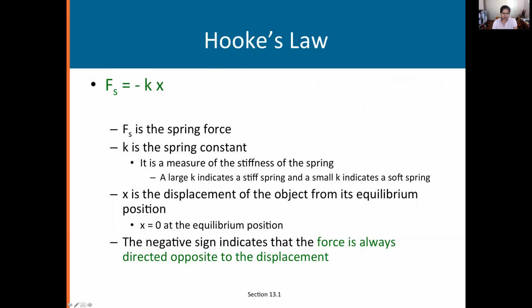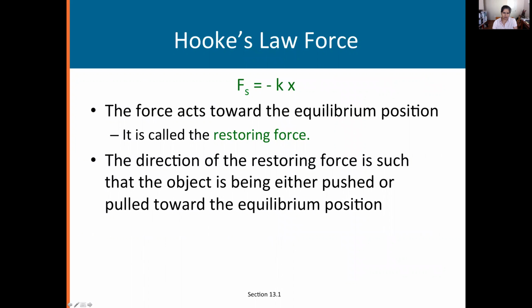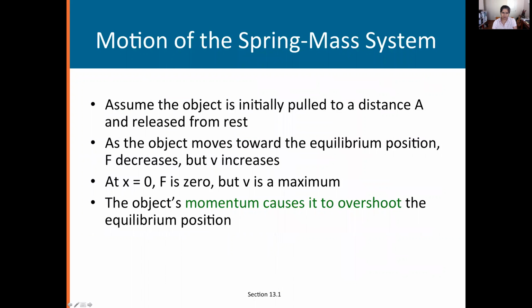So we talked about this. It's called the restoring force, always driving towards equilibrium. What happens is that the mass is trying to get back to that equilibrium position, but when it gets to x equals 0, it's moving so fast, it has so much momentum that it overshoots and compresses the spring and keeps oscillating like that.